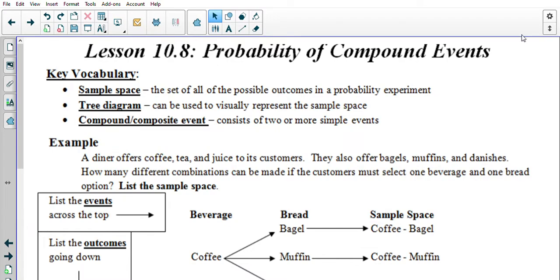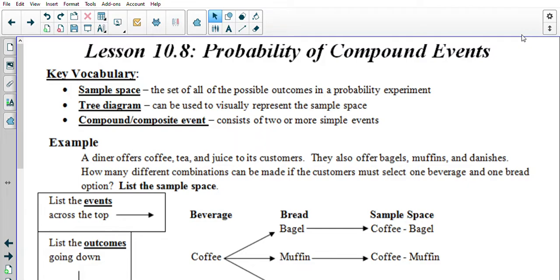This week's lesson is Lesson 10.8, the probability of compound events. This will probably be a little bit of a lengthier video, but your assignments, I think, are relatively short this week. So make sure that at any point during the video, if you need to pause it, copy some things down, or re-listen to some parts, that you do so.